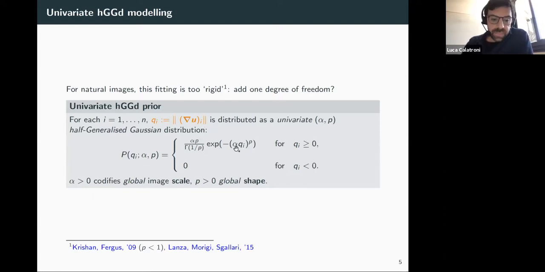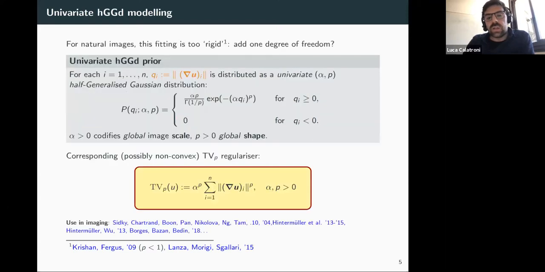In particular, in this work, some considerations on the case p smaller than 1 were done. That was called hyper-Laplacian distribution. And of course, it should be clear that whenever we take p equal to 1, we just retrieve what I presented you before.